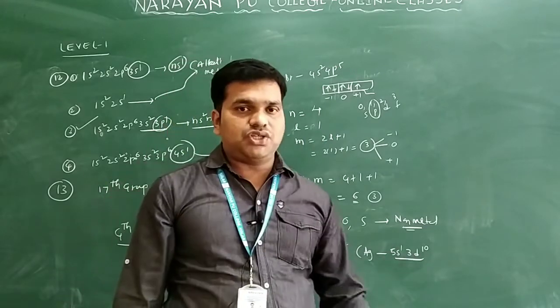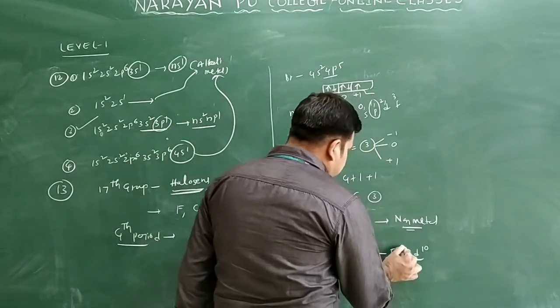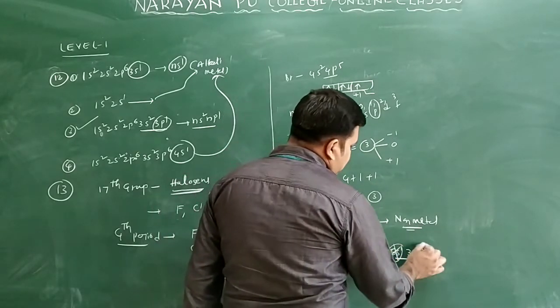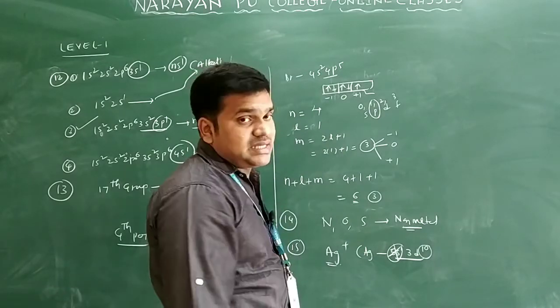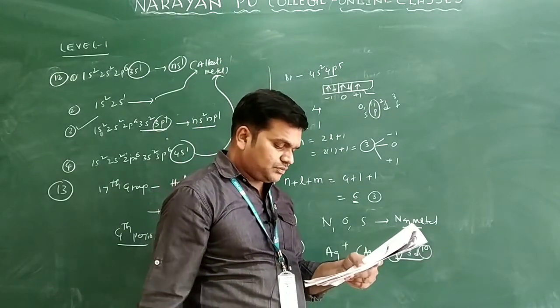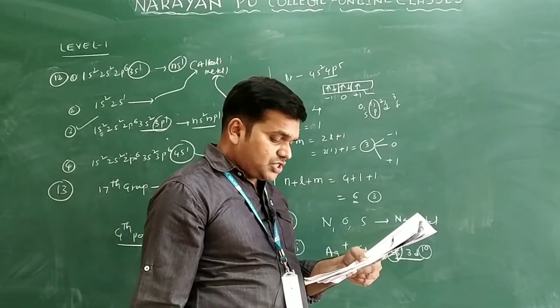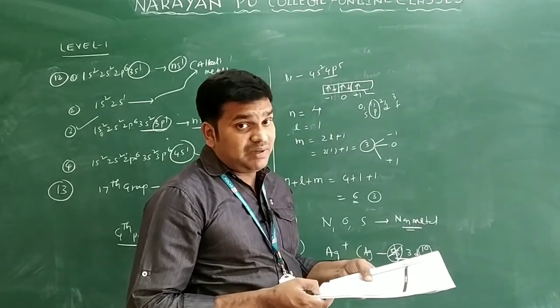Okay, 5s1, or you can say there is some d10. Suppose you remove this 5s, then what do you get? Ag plus 1. How many electrons are there? We have 10 electrons. So in this case, what is it said to be? It is a complete subshell, complete d10 is there.